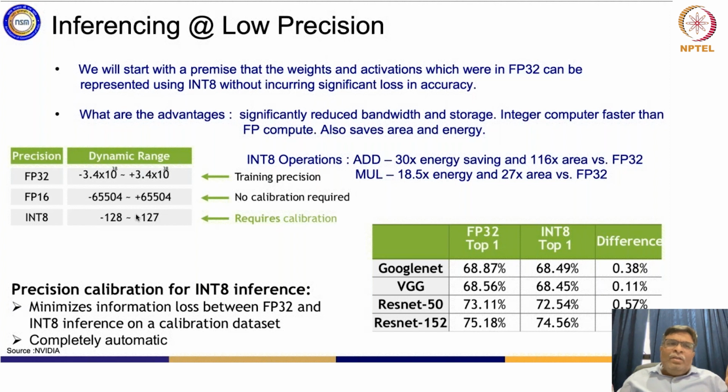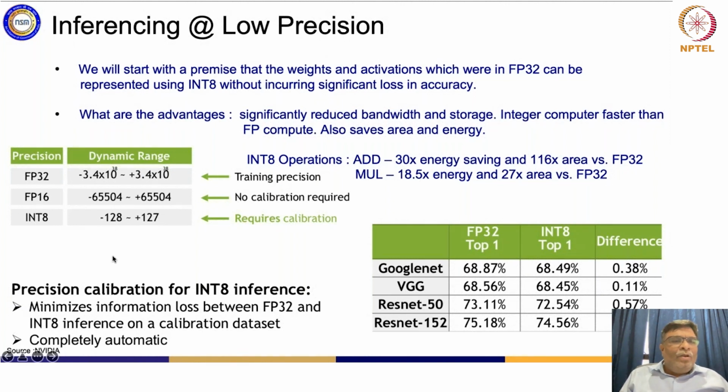So what does it mean? Here you are changing your precision from FP32 to FP16, and your dynamic range reduces, right? This basically means whatever information was in that particular range should be compressed to this range. And there are softwares available which you can use. This particular step does not require any calibration, so you don't require any calibration. We'll tell you in brief what calibration means and why it is required.